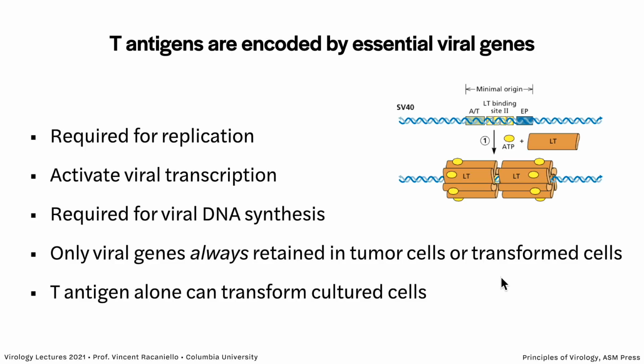So you find T antigen proteins in tumors and transformed cells. The T antigen genes are the only viral genes that you can find in these tumor cells. Everything else is gone. And in fact, subsequently, people found that T antigen alone can transform cultured cells.